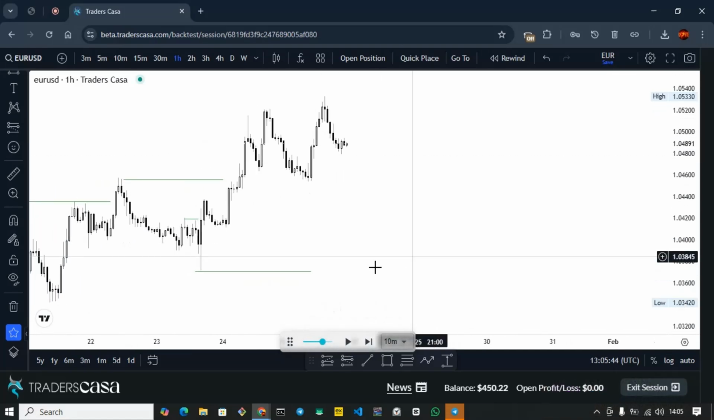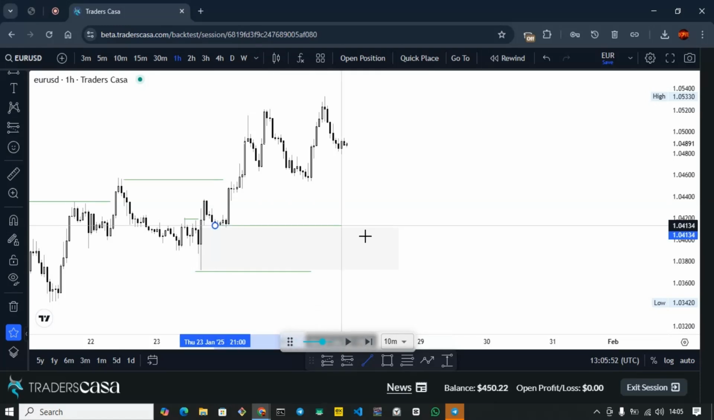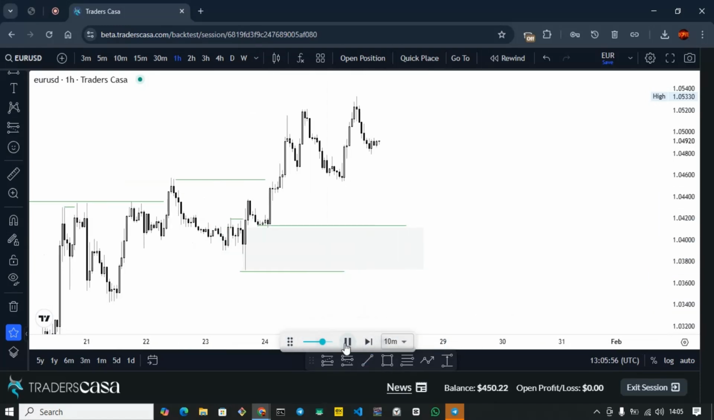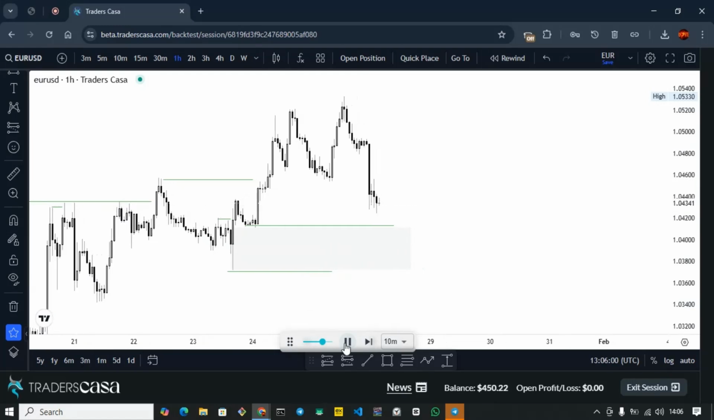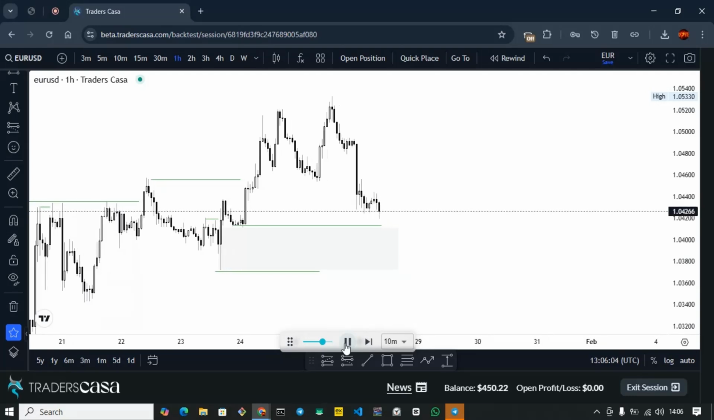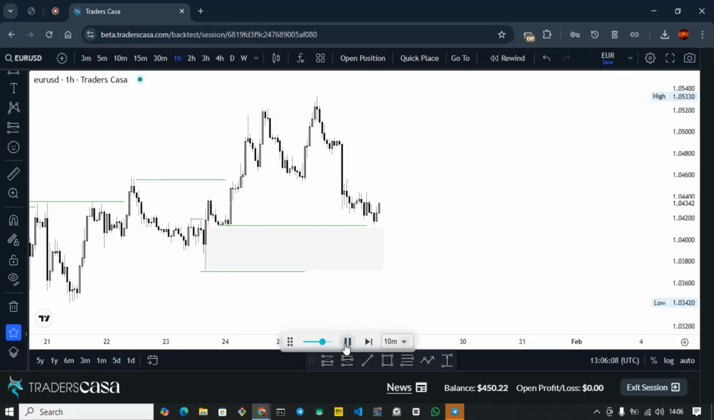So as for me, this is where I'll be considering my POI. We have this sweep and we have this here, and I'll use this as my liquidity. Right, so this is where I'll be considering as my POI. So if price comes here, I'll go down to my 15-minute time frame to look for entries. So let's see if price comes down to that zone.